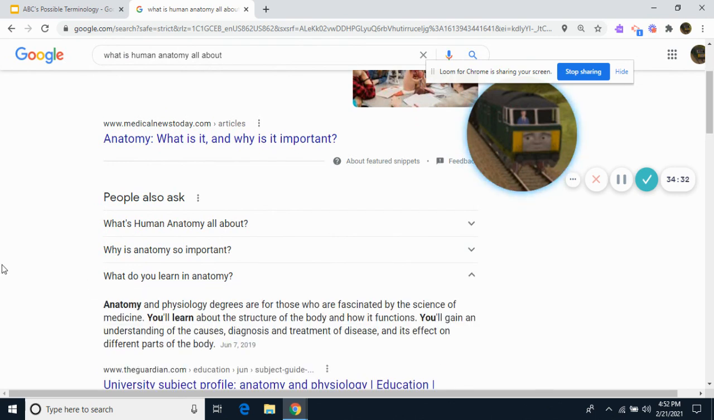So what do you learn in anatomy? Anatomy degrees are for those who are fascinated by the science of medicine. You'll learn about the structure of the body and how it functions. You'll gain an understanding of the causes, diagnosis, and treatment of disease, and its effect on different parts of the body. Okay, I'm going to ask five more questions.